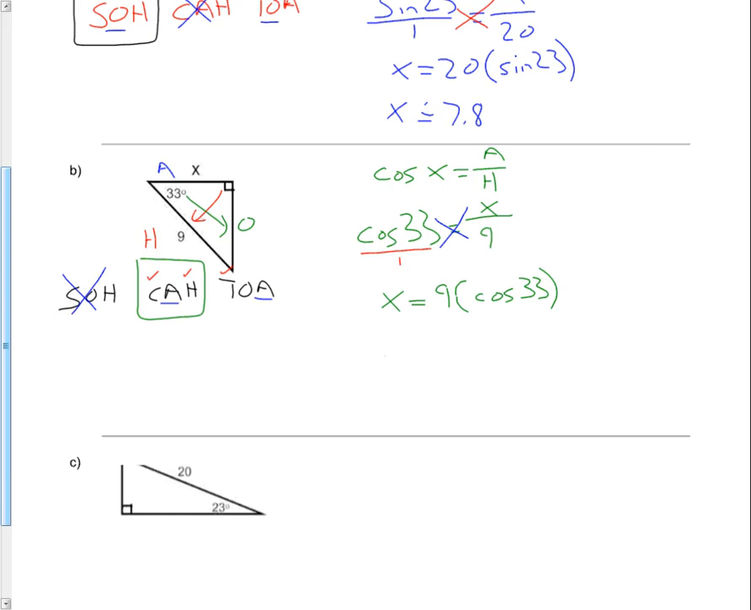And so if I want to simplify this further, I'm going to need to use my calculator because I don't know what cos 33 is equal to right off the top of my head. So I'm going to type in 9 times cos 33, and then I'm going to hit equal. And that's going to come out to approximately 7.5. So the length of side x happens to be approximately 7.5 units in length.